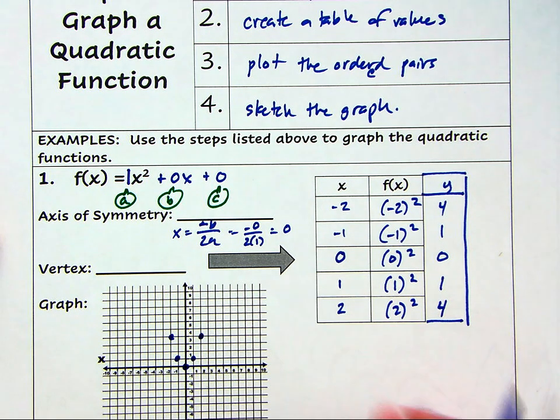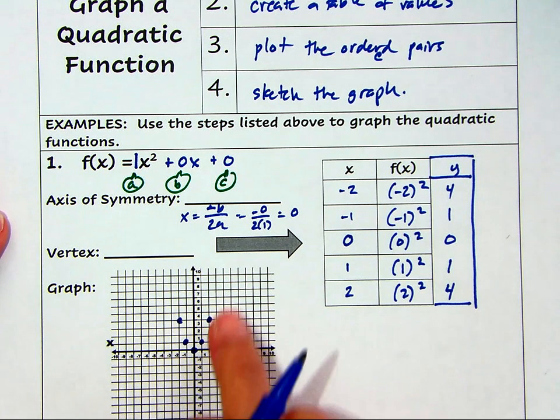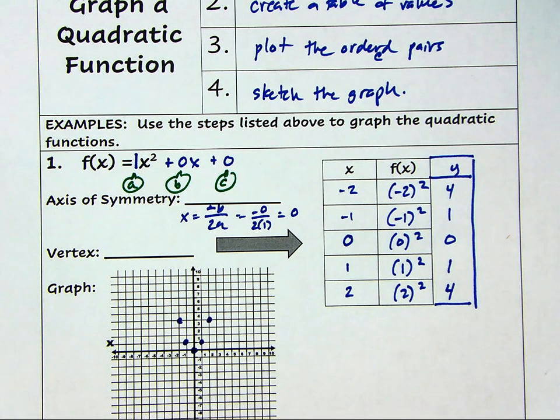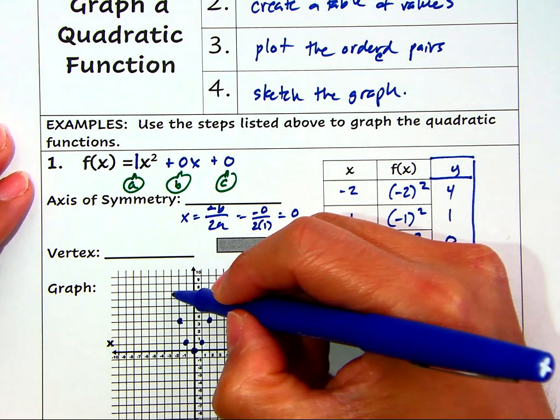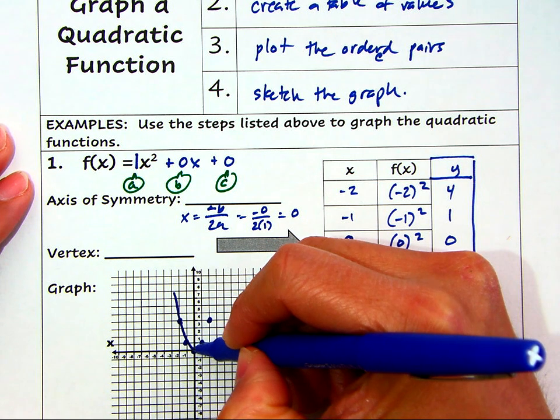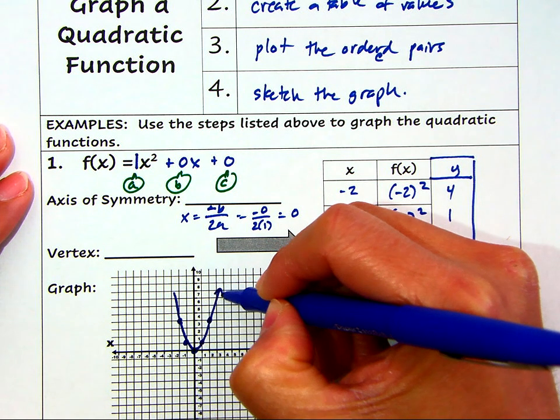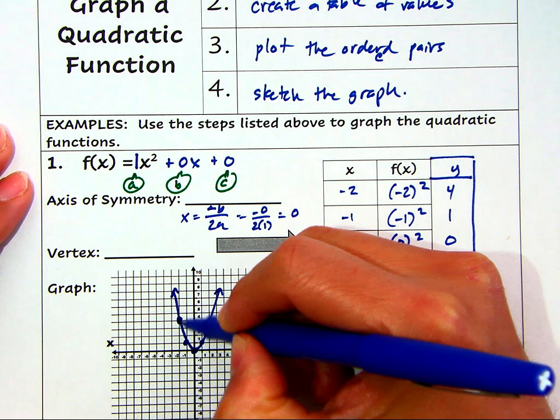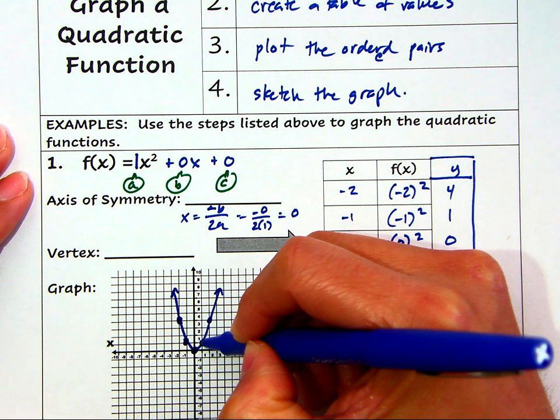Okay, and you can see that those 5 points are just making the outline of that U shape, the one that I showed you from the textbook. So now we'll just draw a smooth curve that passes through those 5 points. 1, 2, 3, 4, and 5.